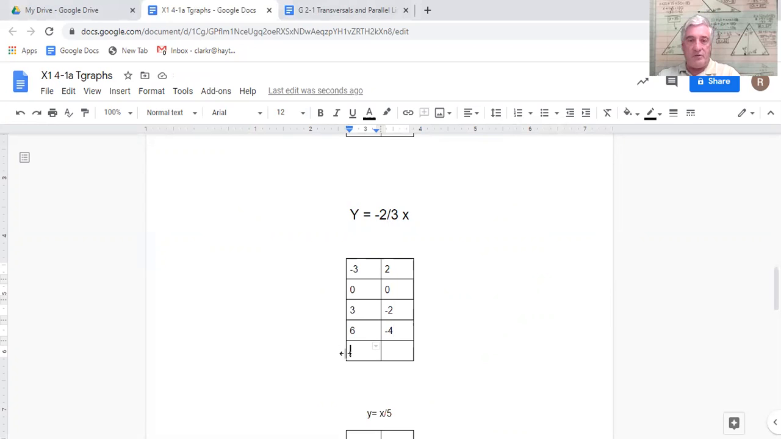Do I have 3 points? Yes, I do. Am I worried about leaving that blank? No, I'm not. I've got more than 3 points. I've got 4 of them. This is domain once again. This is domain. This is range. I've got 4 points. I don't need a 5th point.